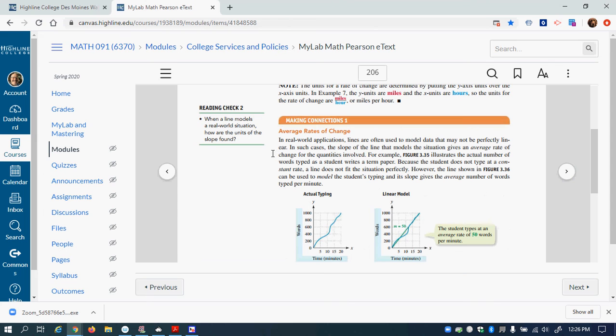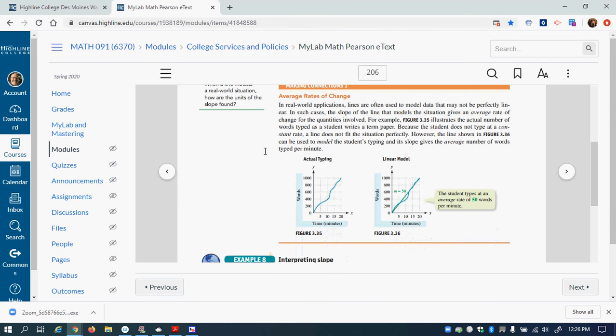So now let's take a look at average rates of change. In average rates of change, that's where we've got our graph that's not consistent. It looks like it could be a linear line, but it's not exactly perfect. And so a lot of times we like to draw a line of best fit that goes through this, that gives us the best slope for that. And so that's what they're talking about as an average rate of change.